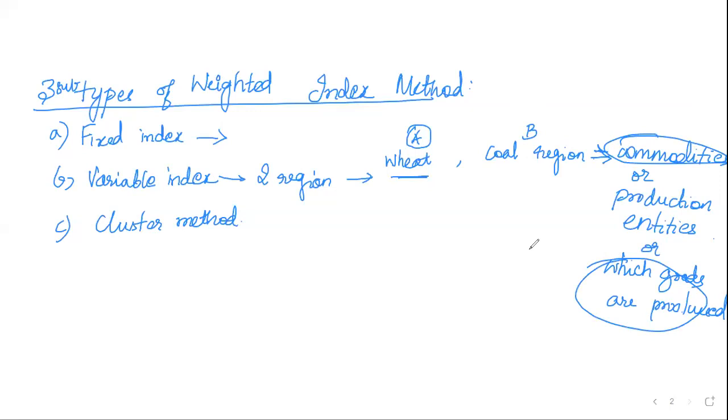Sometimes there will be certain cases where comparability will not become possible. When comparability is possible, I can use the variable index method, but in certain cases, comparability will not be possible. For example, let us say that I am comparing coal production and, let's say, literacy rate. Can I compare these two?